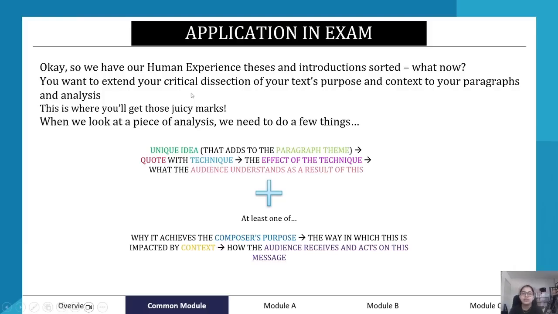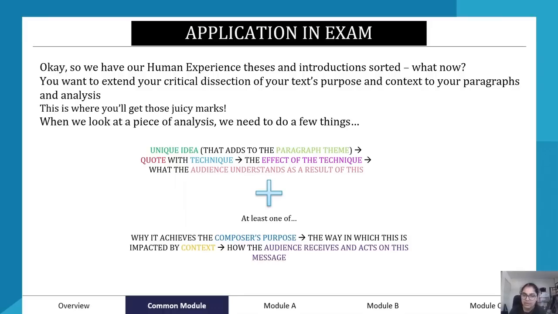Alright, so that's a human experience thesis and introduction. Now, when it comes to the body paragraphs, let's have a look. You want to extend that critical dissection of your text purpose and context into your paragraphs. So that's where you'll get the marks.